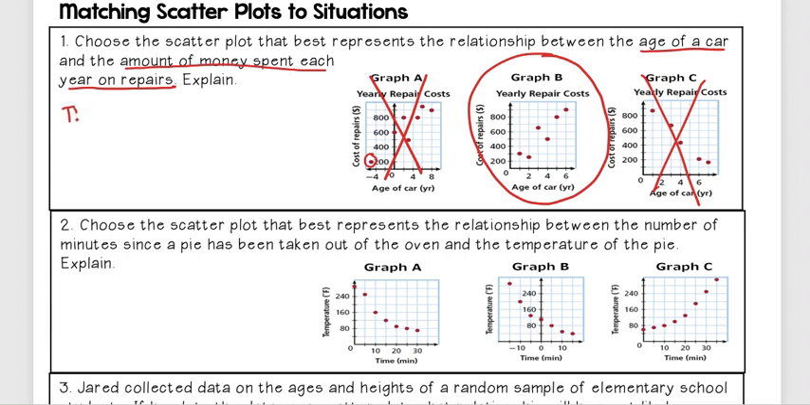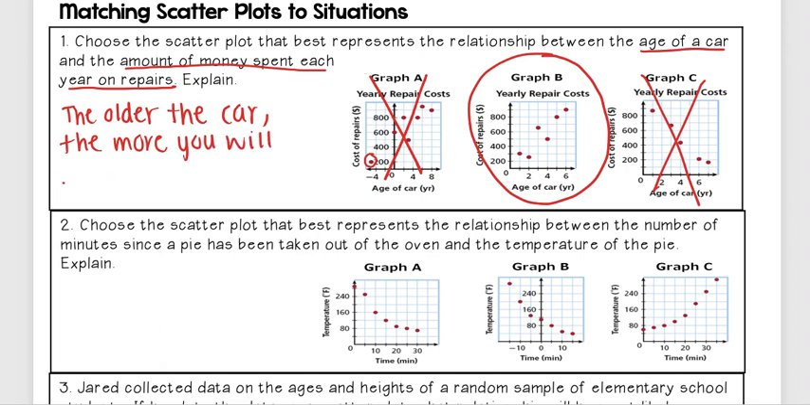And the reason why is the older the car, the more you will spend on repairs. The older the car, the more likely things are going to break down. And I knew that this one said that because at 2 years I see I only spent maybe $250, but then at 6 years I spent $900. So I know that this one was showing that positive relationship.